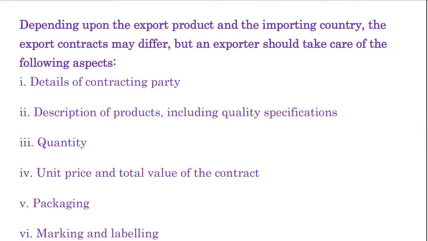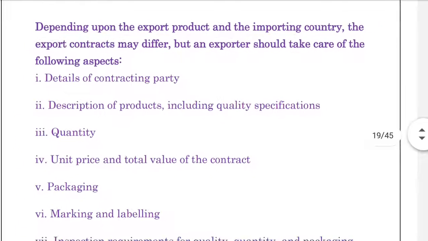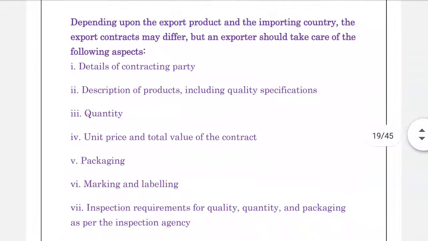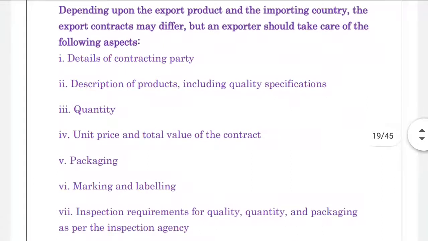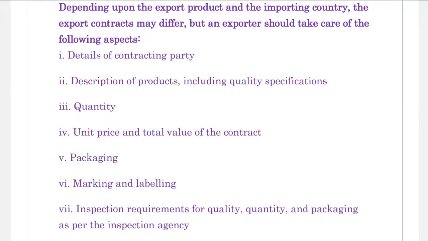Depending on the export product and the importing country, the export contract may differ, but an exporter should take care of the following aspects. So what things do we need to keep in mind while examining the contract of export with the buyer? We need to keep in mind these things. Details of the contracting party.